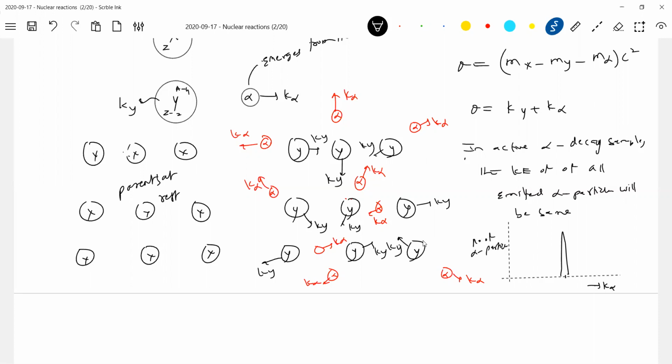So all alpha particles will be almost monoenergetic. That is, all alpha particles will be the same. The kinetic energy of all alpha particles will be the same. This is the basic idea of the alpha particle.